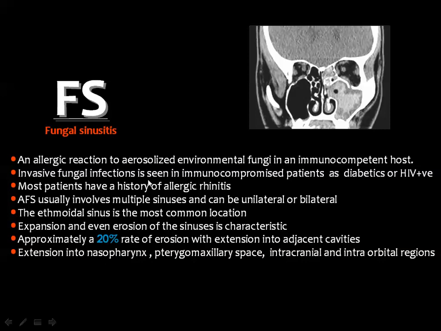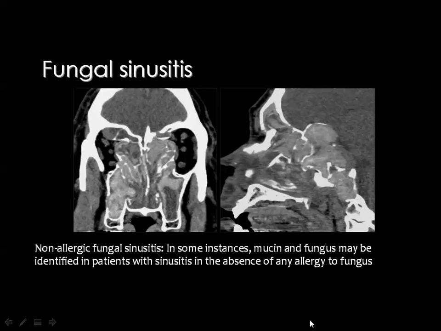Fungal sinusitis will cause some erosion of the adjacent bones, especially the ethmoids, the orbital wall, the cribriform plate of ethmoid, with consequent extension into the nasopharynx or the pterygomaxillary space, intracranial and intraorbital extension. You remember that the fungus will appear hyperdense in the CT images even without contrast injection, and it will appear very dark on T2 weighted MRI images.